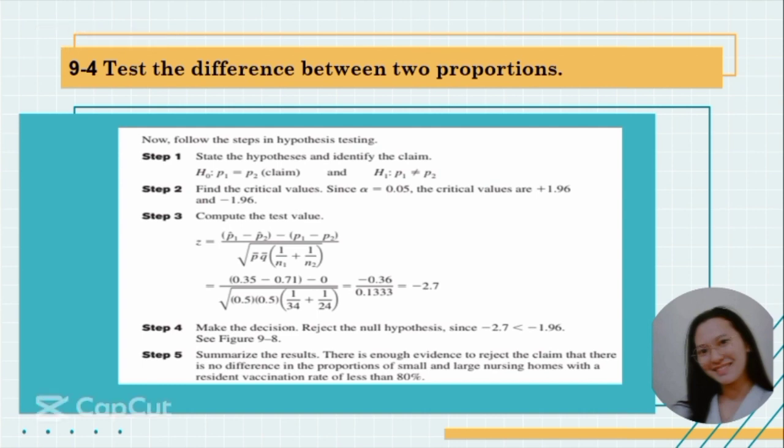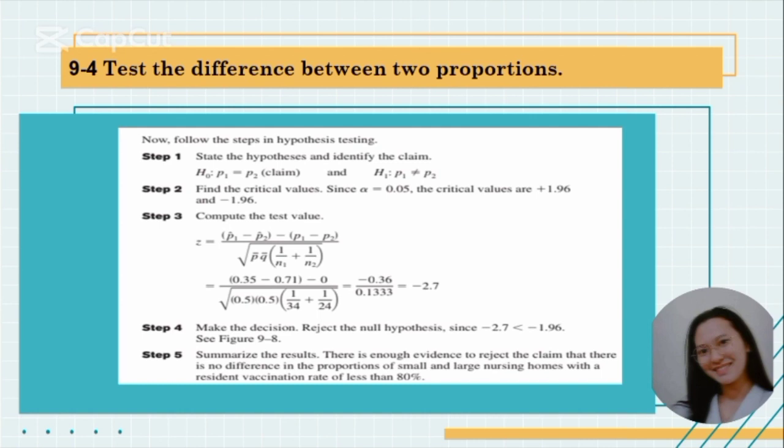So P hat sub 1 is 0.35 minus P hat sub 2, which is 0.71, minus P sub 1 minus P sub 2, which is 0, over the square root of 0.5 times 0.5 times 1 over 34 plus 1 over 24, which equals negative 0.36 over 0.1333, equals negative 2.7.